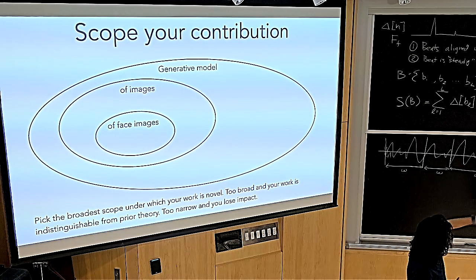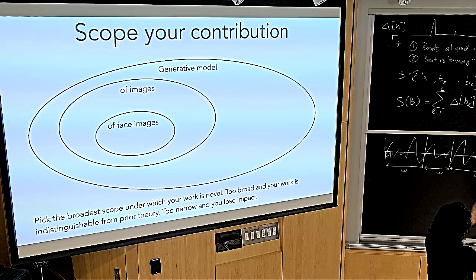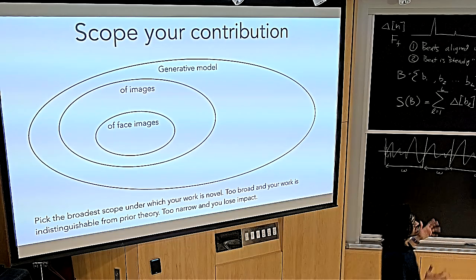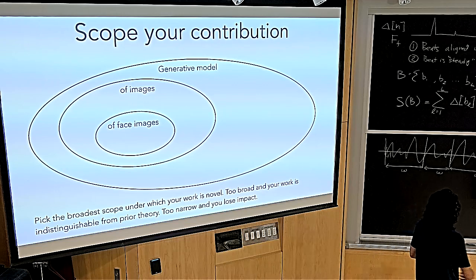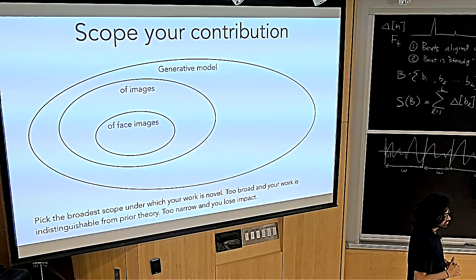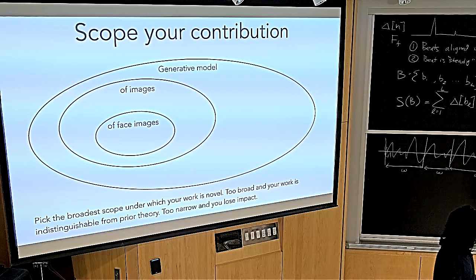I think this is also Philip's slide, so I'm hypothesizing what he was saying when he was presenting it, which is that if you have a generative model of images, you don't want to say it's a generative model which combines all kinds of domain information. But if your results are a generative model of faces, then you probably don't want to pitch it very narrowly as just a method that is applicable for faces.